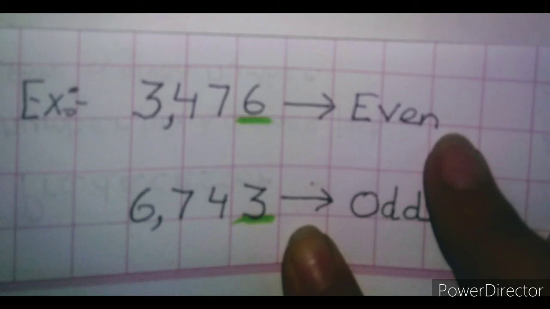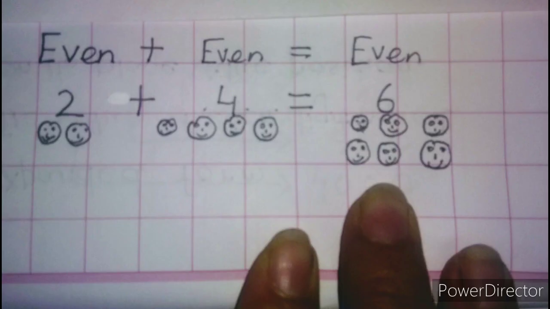Let's see this example, 3476. As 6 is in the ones place, it will be known as an even number. And the next example is 6743. So 3 is in the ones place, so it will be an odd number. Let us learn some more about odd and even. Here, even plus even will always be even. For example, if we add 2 plus 4, it is equal to 6. So 6 is also even.